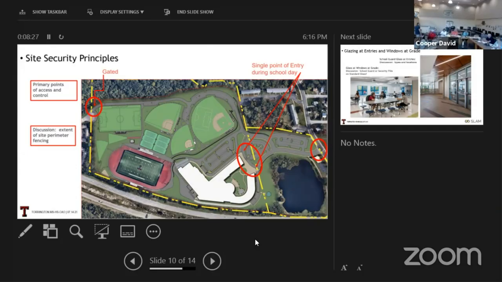And we talked about the extent of perimeter fencing that is preferred or not at the school. Not all of your schools in the district have full perimeter fencing around them. So there's not a precedent one way or the other. But this school does benefit from a state DOT fence along one property line. And so we talked about, to what extent do we continue that?